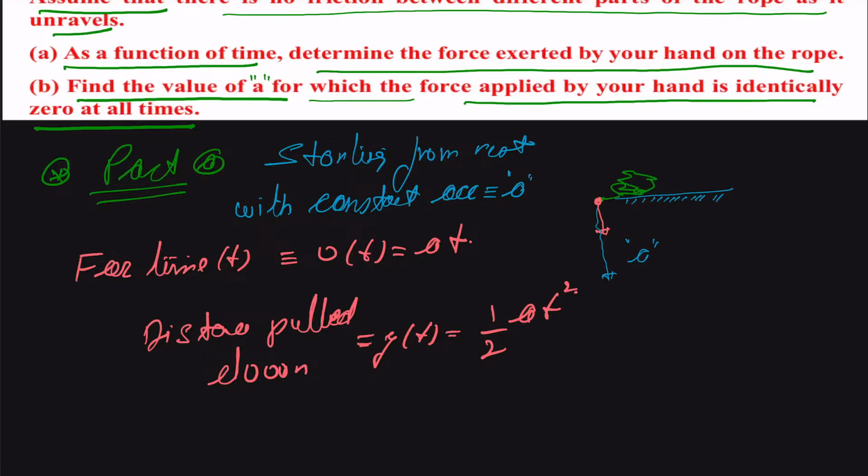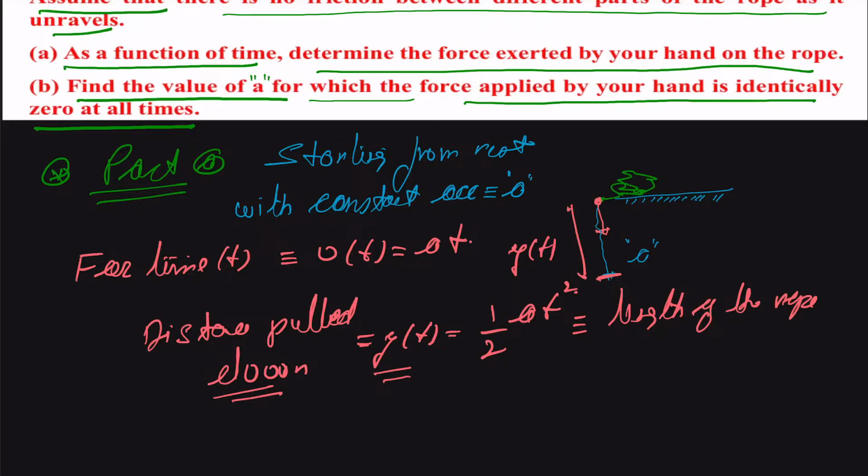And so this distance y of t that is being pulled down will be the same as the length of the rope. So the length of the rope will be the same as the distance it has moved. Okay. Suppose at a certain time t, this is the position. So this is our y of t, which is nothing but the length of the rope. And here we have the velocity as v of t.